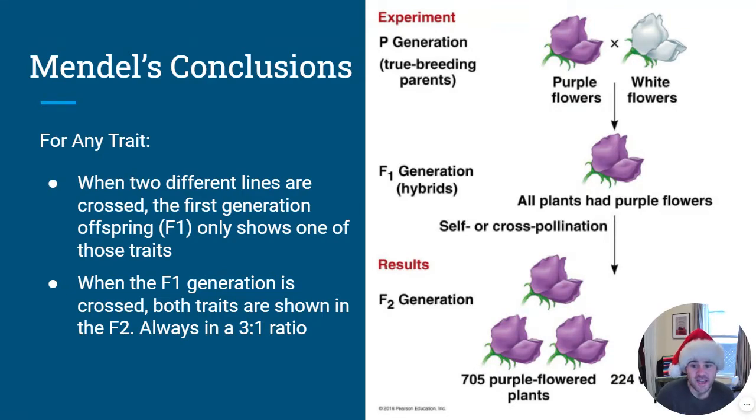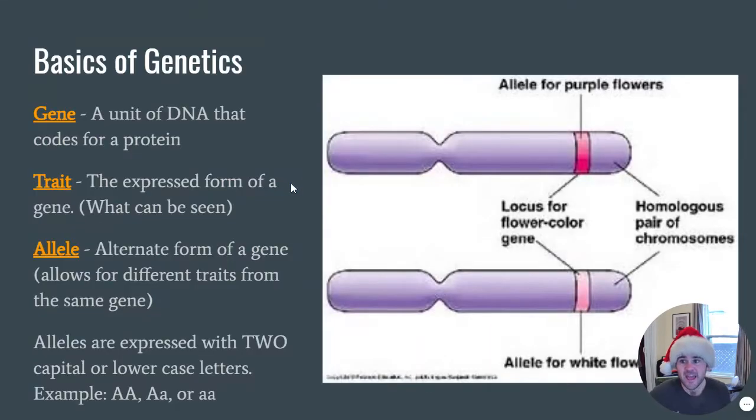Then when he crossed those F1 generations, both traits were shown, but it was always in roughly a 3-to-1 ratio. So it didn't matter if he was looking at flower color, height, pod color, or flower position, it always appeared in that F2 generation in that 3-to-1 ratio.